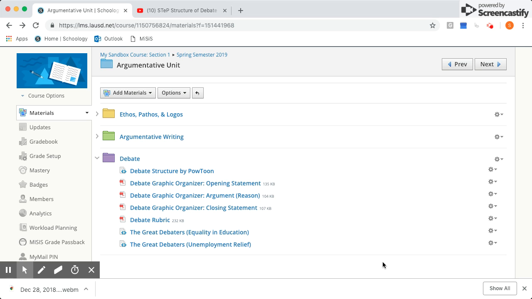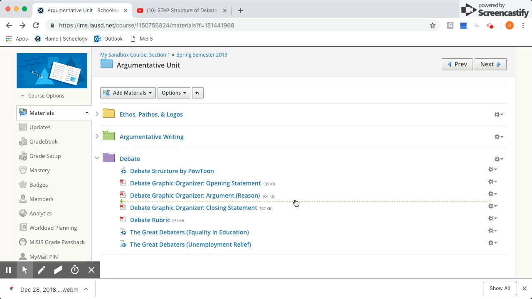So I'm going to review the structure of debate. Again, we're in School G, that blue argumentative unit folder, and we're in this purple debate folder. I'm going to be going over a video that's here, so if you want to listen to it without me talking over it, feel free to do that.